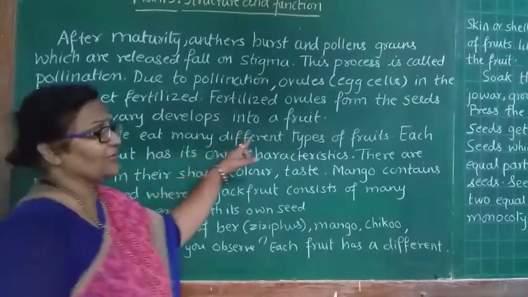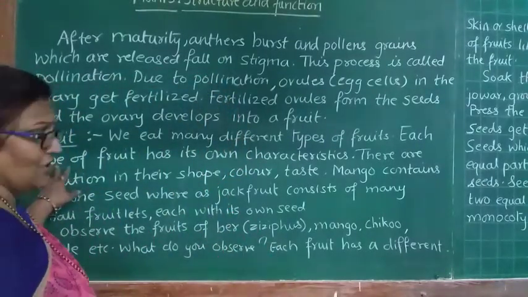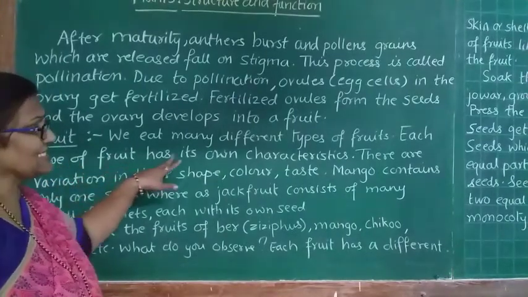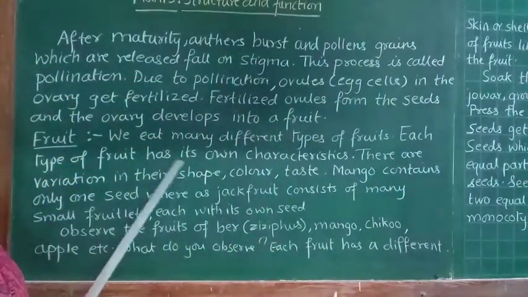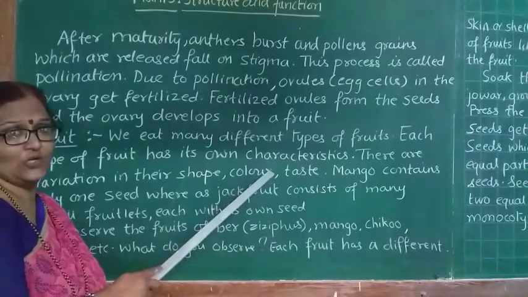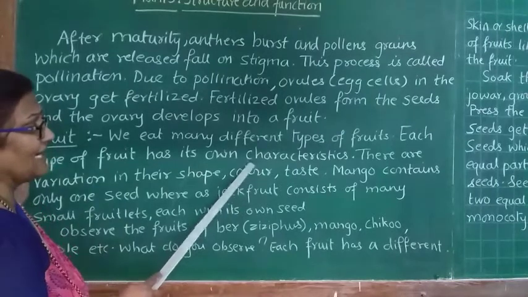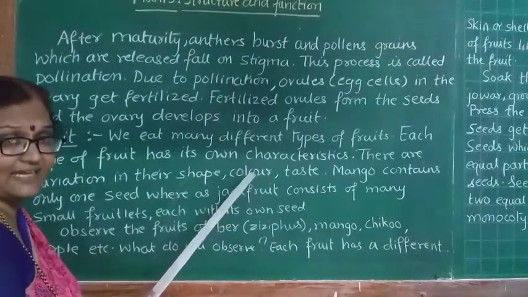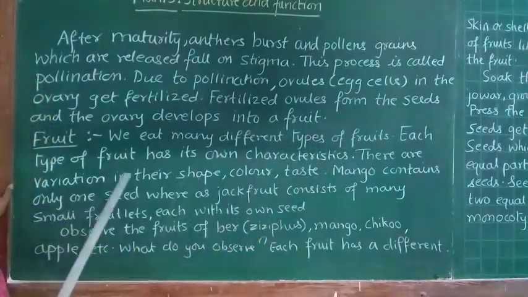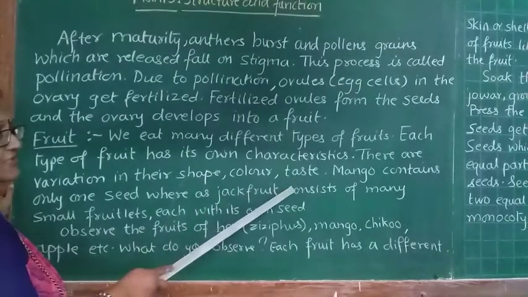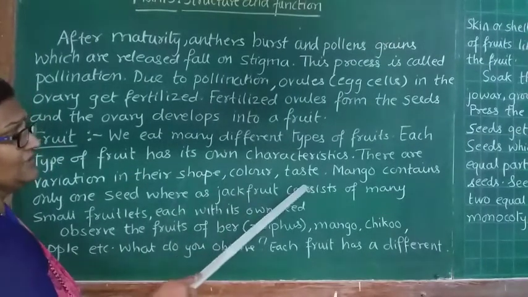We eat many different types of fruits in our daily life. Each type of fruit has its own characteristics. Some are sour, some are bitter, or some are very sweet. Like this, they have their own characteristics, own colors, own shape. See here, there are variations in the shape, color and taste of these fruits.